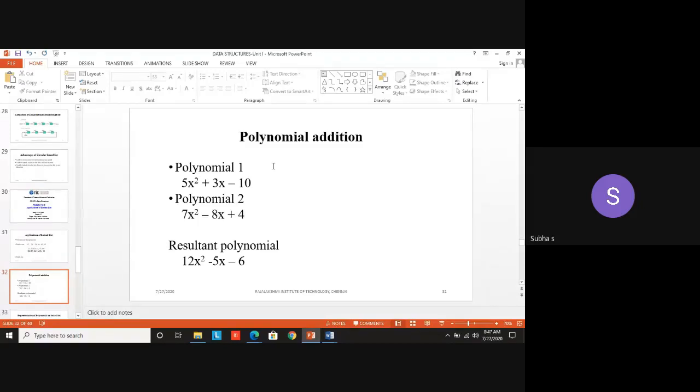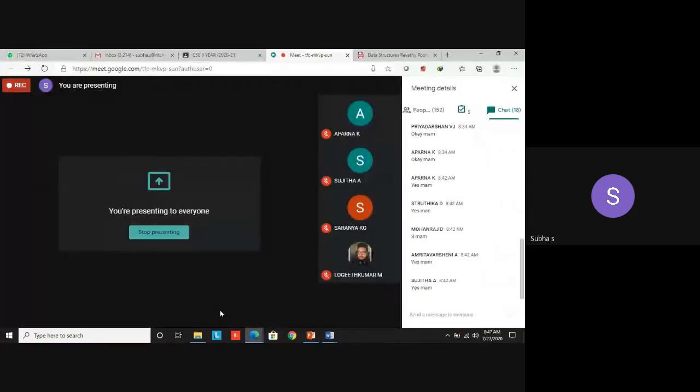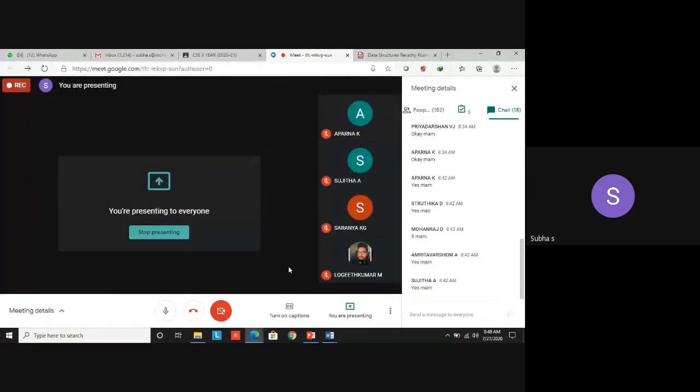Any idea? I give you 1 minute. How can we implement the linked list for doing polynomial addition? I have given the example also: 5x square plus 3x minus 10. Any idea? You can have a rough guess. You can put it in chat. How can the linked list be used?